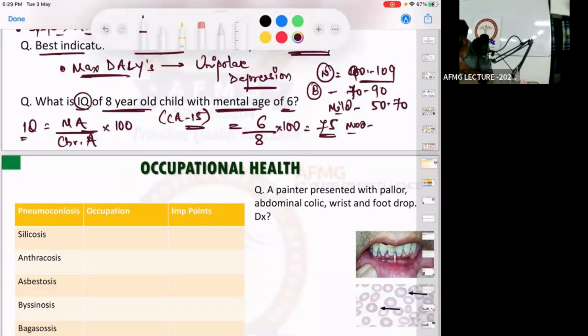Moderate it is minus 15, 35 to 50. 35 to 49, exactly. Severe it is minus 15, 20 to 35. And lastly, profound it is less than 20.